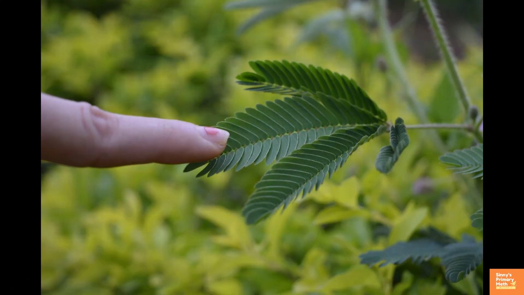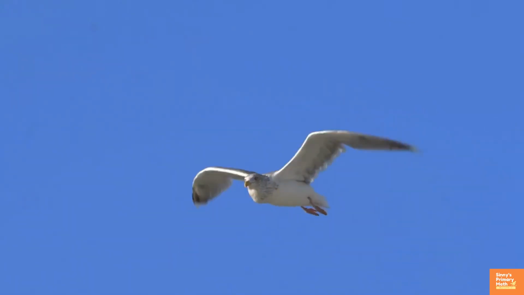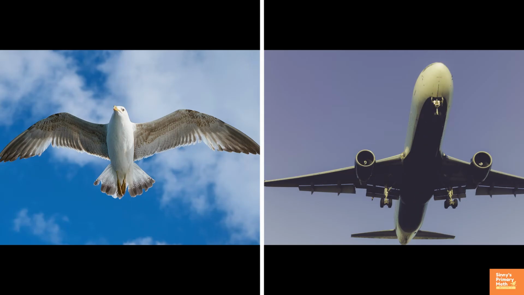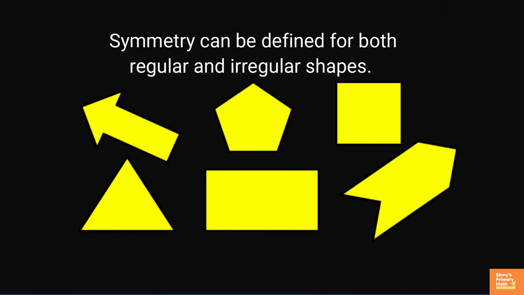Have you noticed the leaves of the Touch Me Not plant? They fold in equal halves. There can also be symmetry in one object, such as a face. If you draw a line of symmetry down the center of your face, you can see that the left side is the mirror image of the right side. Look at the seagull and airplane. They are symmetric. Symmetry can be defined for both regular and irregular shapes.